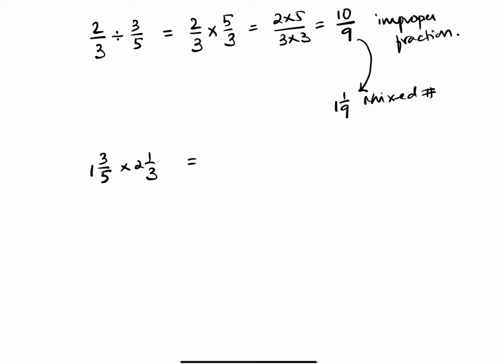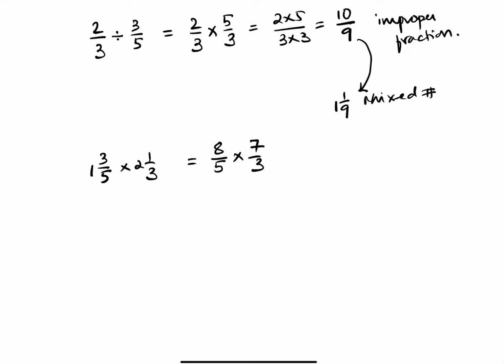To change the first mixed number into an improper fraction, multiply the 1 with the 5, which gives me 5, and add the 3 to it, so that's 8. So this first mixed number becomes 8 over 5. And then the second mixed number becomes 2 times 3 is 6, plus 1, 7, divided by 3. So that's 7 over 3.